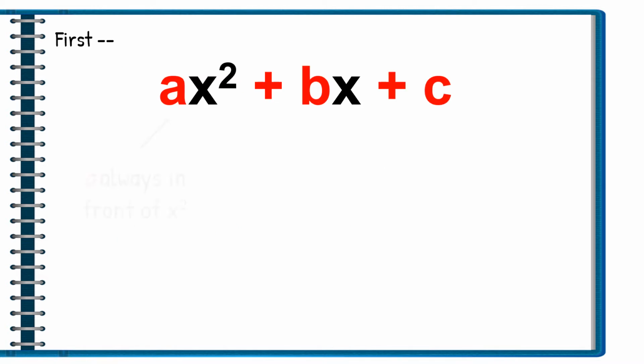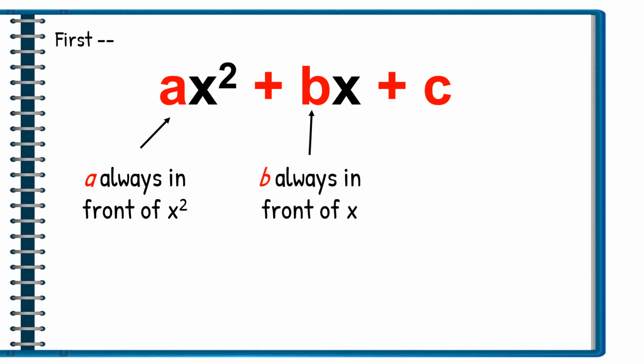So to keep in mind, whatever the number is in front of x squared, we always call that a. This is standard form. We talked about that earlier in the year. The number in front of x is b, and the number that's by itself, the constant, is going to be c. Okay, so we always try to write our answers in standard form. We have to write them in ax squared plus bx plus c.